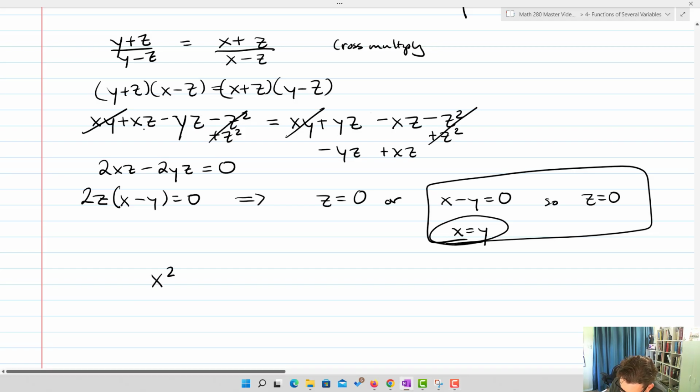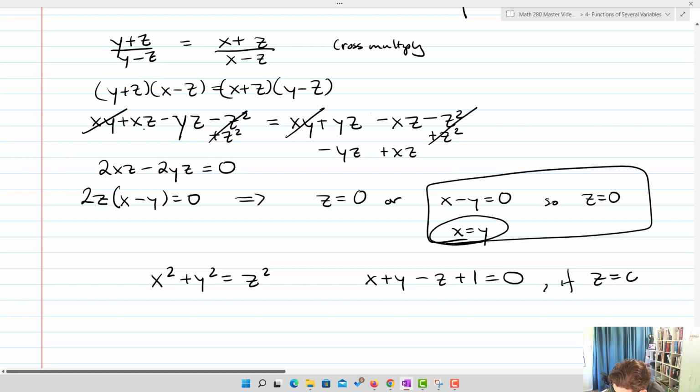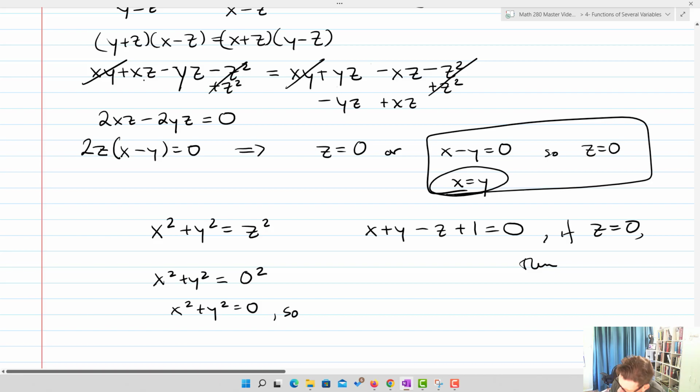So that means that x squared plus y squared has to equal z squared. Right? That was one of our constraints. And then we also had that x plus y minus z plus 1 has to equal 0. Okay? Well, if z equals 0, then we get that x squared plus y squared is going to equal 0 squared. And that means that x squared plus y squared is going to equal 0. So x would have to equal 0 and y has to equal 0. That's the only way to actually solve that.